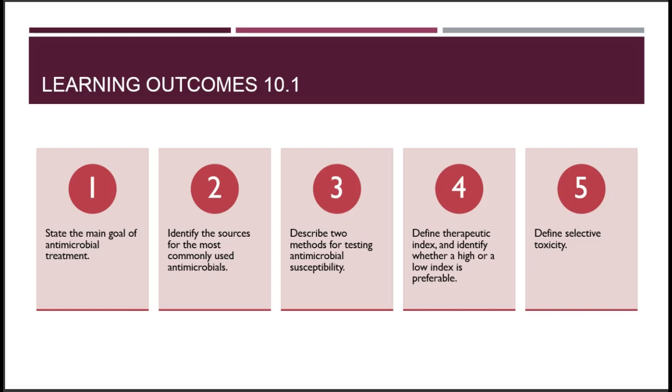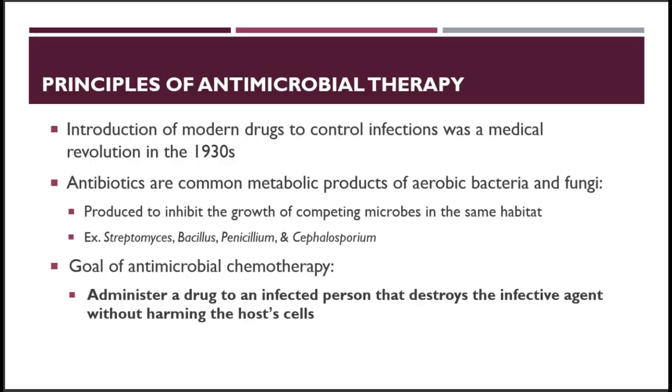First, state the main goal of antimicrobial treatment. Second, identify the sources for the most commonly used antimicrobials. Third, describe 2 methods for testing antimicrobial susceptibility. Fourth, define therapeutic index and identify whether a high or a low index is preferable. And fifth, define selective toxicity.